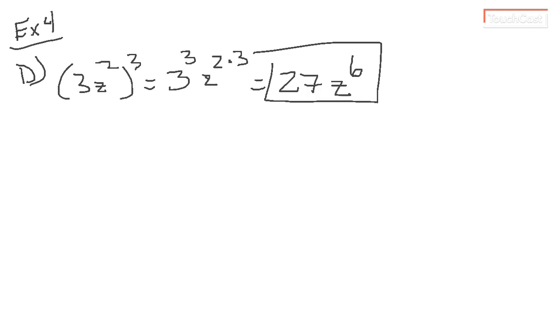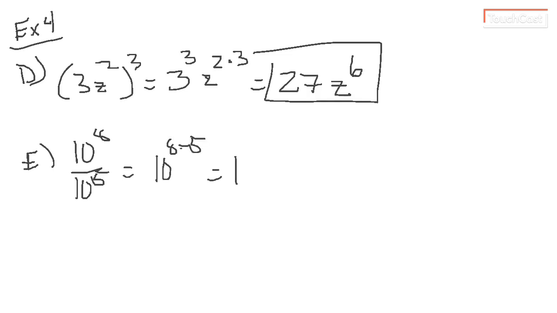Let's look at 2 more. Let's look at what we would do if we have, here in E, 10 to the 8th power over 10 to the 5th power. Well, we're going to write that as 10 to the 8 minus 5. 8 minus 5 is 3, so we're going to have 10 to the 3rd power.